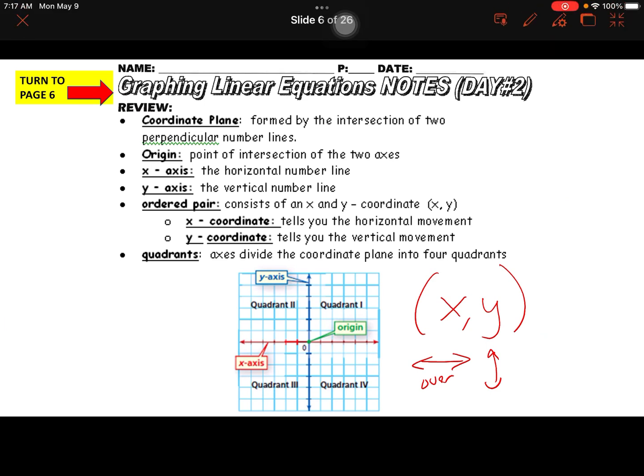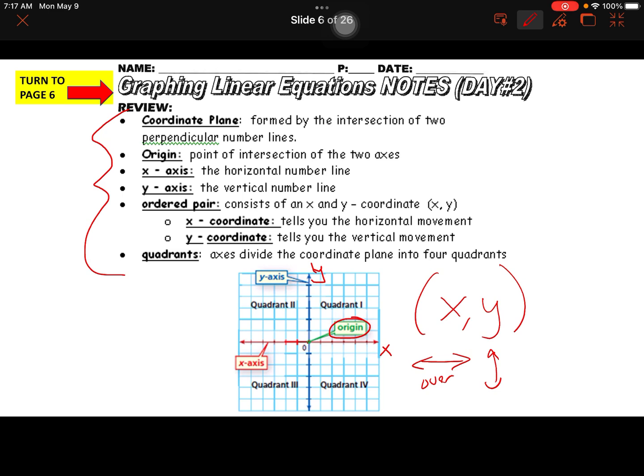All right, so go ahead and turn to page 6 in your packet. This top part is just a nice little frame of reference for you to remember that when you have an x-axis, which we can label, and a y-axis, the vertical axis, when they intersect, they create the origin, which is right here. It creates the coordinate plane. The coordinate plane has 4 quadrants.